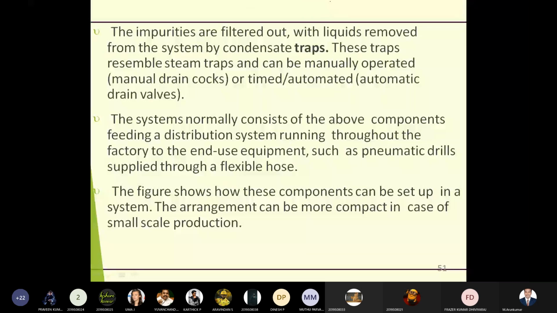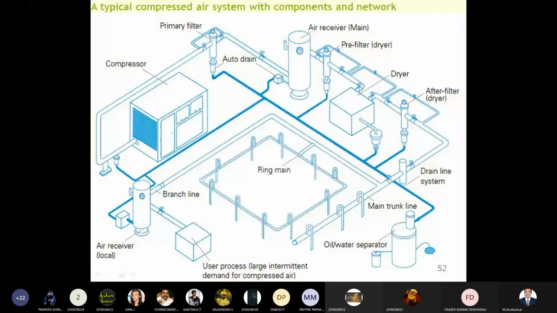Then in the next slide we have a figure that will show you how these components can be set up in the system. The arrangement can be more compact in the case of small-scale production, and in the case of large-scale production we need a more complicated arrangement. Actually, this is a typical compressed air system with components and networks.